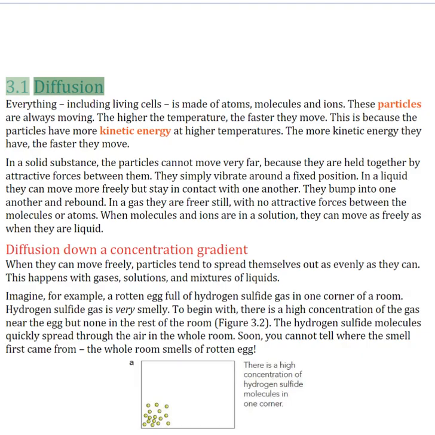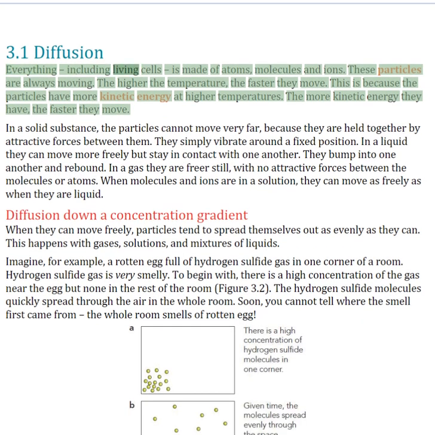3.1 Diffusion. Everything including living cells is made of atoms, molecules and ions. These particles are always moving. The higher the temperature, the faster they move. This is because the particles have more kinetic energy at higher temperatures. The more kinetic energy they have, the faster they move.